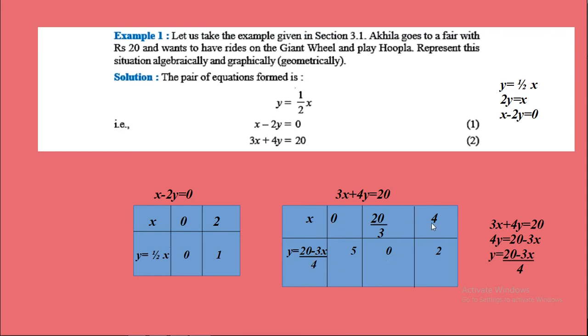And when taking x equal to 4, this term will be 3 into 4, that is 12, and then 20 minus 12 is equal to 8, and 8 by 4, then y will be equal to 2. Now we are taking the simple points to plot the graph. For this equation we can take the points 0, 0 and 2, 1, and for this equation we can take the simple points 0, 5 and 4, 2.